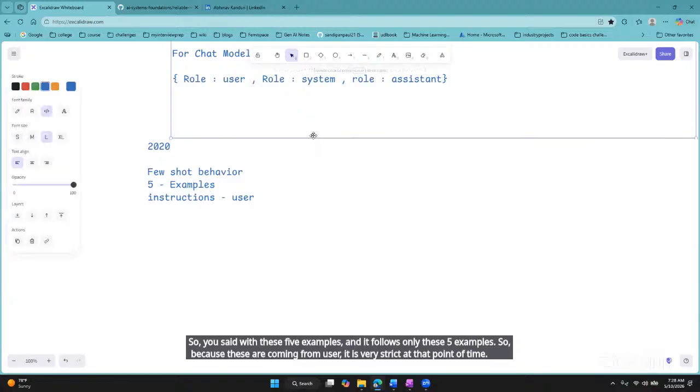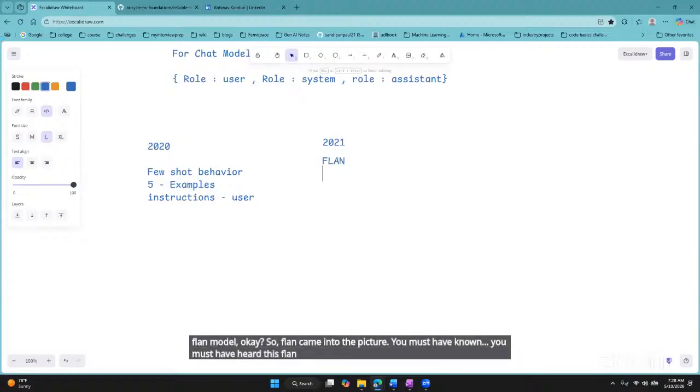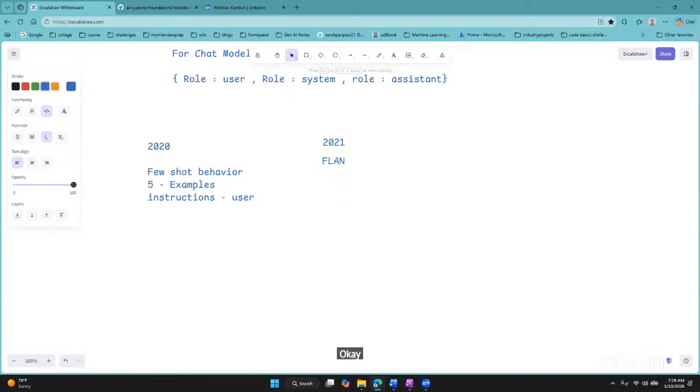Now in 2021, there is something called the FLAN model. Okay. So FLAN came into the picture. You must have heard of this FLAN. There is a research paper on FLAN. So the FLAN model came into the picture with instruction tuning across any NLP task. Something called zero shot generalization started with the FLAN paper.